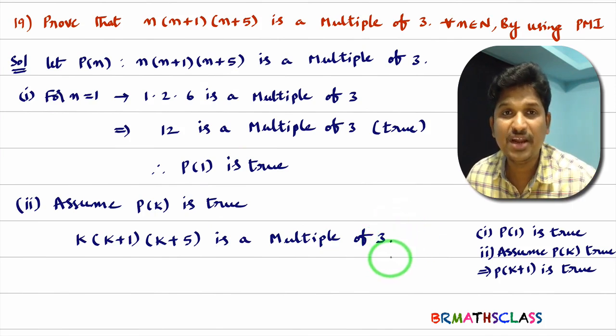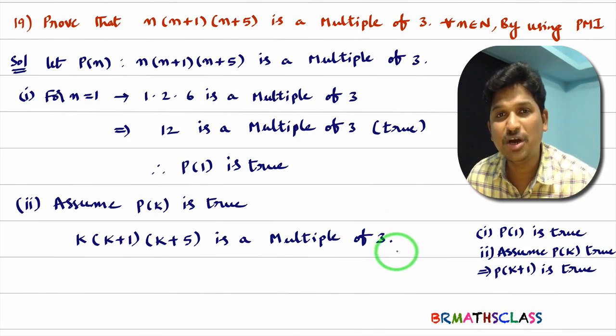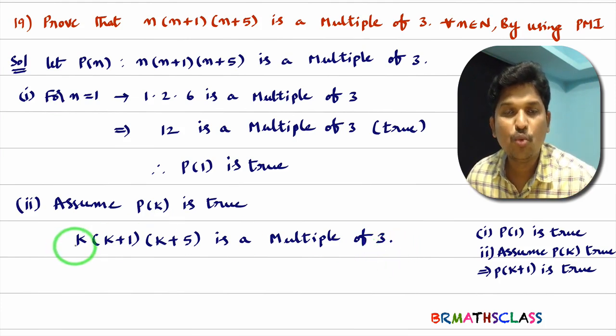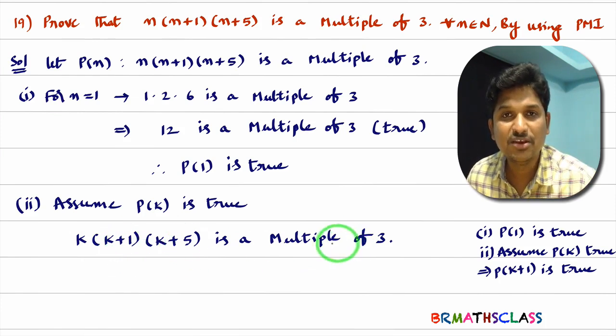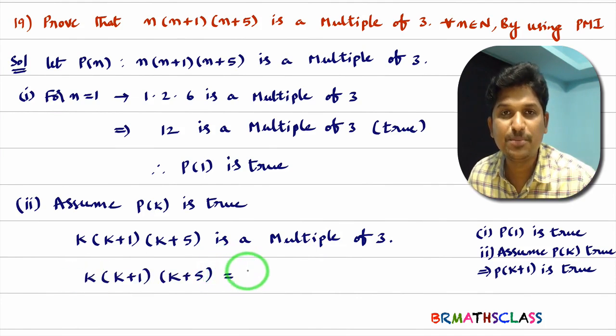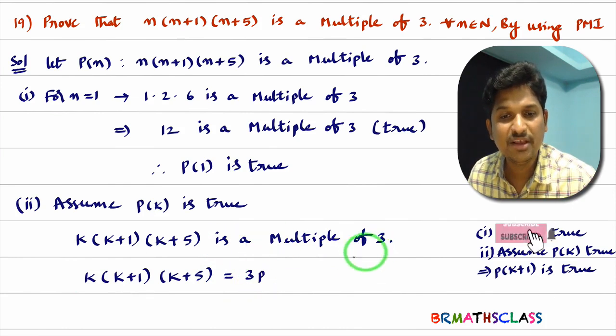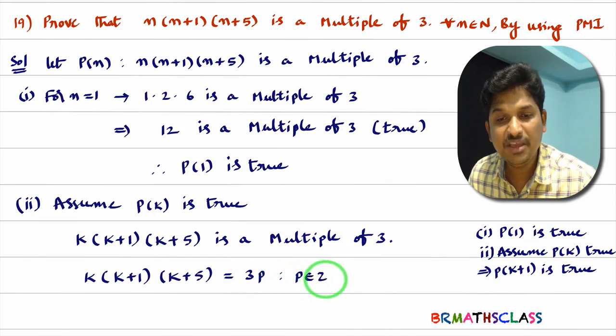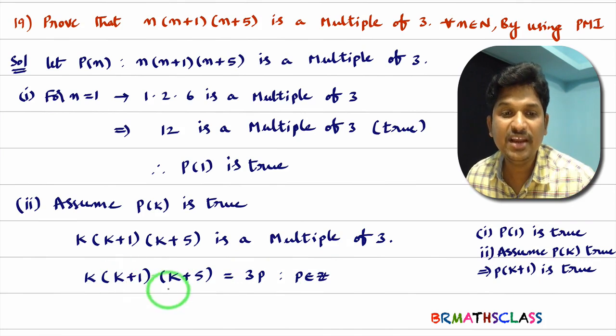This problem is different compared to all other problems. Till now, in all other problems, we added a term on both sides to prove things further. But this problem is not like that. You see here, what they have given? k into k plus 1 into k plus 5 is a multiple of 3. So, what can I write here? I can write k into k plus 1 into k plus 5 is 3 into some integer, because they are saying it is a multiple of 3. So, I can write it as 3 into some integer p. What is p here? p is an integer. So I can write k into k plus 1 into k plus 5 is 3p.